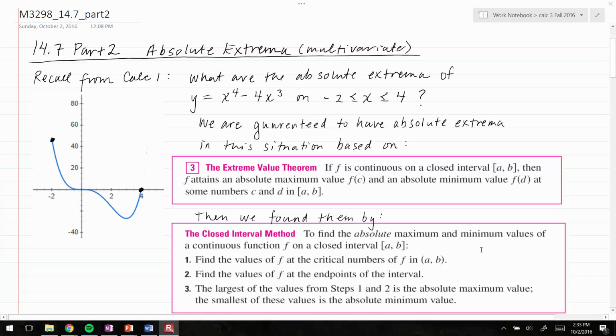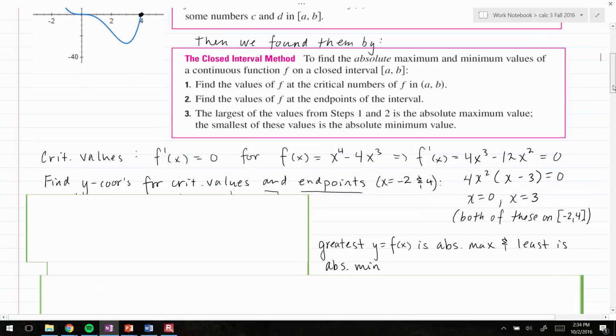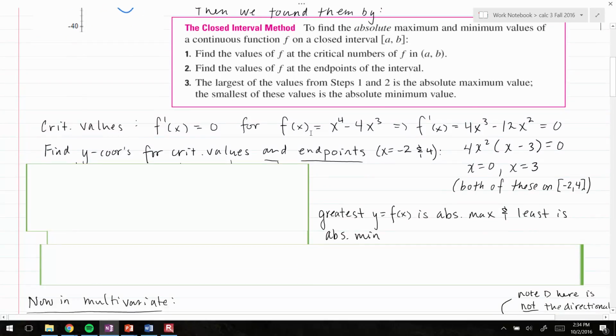So actually doing that for this example, we already did this derivative, but quickly doing it again for x to the fourth minus 4x cubed, we get 4x cubed minus 12x squared. Notice that you can factor that and get the critical values as x equals 0 and x equals 3. Something a little different here is that you do need to check whether those are on the closed interval that I care about. The answer is yes, both 0 and 3 are on negative 2 to 4. Otherwise, they just don't apply to your problem.